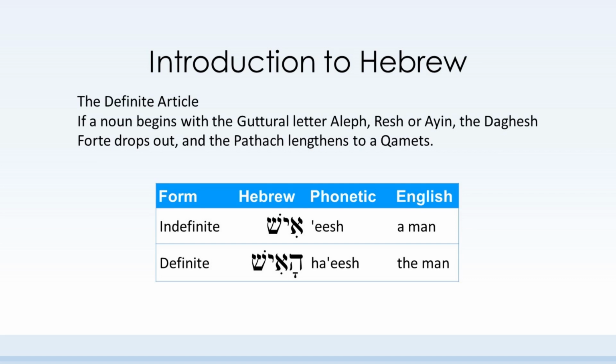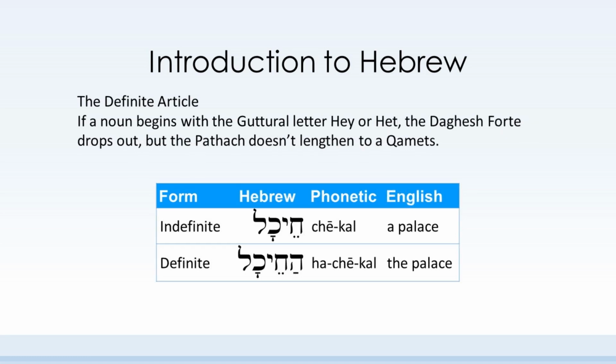If a noun begins with the guttural letter aleph, resh, or ayin, the dagesh forte drops out, and the pathach lengthens to a kametz. In the chart below, we have two Hebrew terms. The first is ish. It is indefinite, and it refers to a man. The second term is ha-ish. It is definite and refers to the man. Notice that the pathach has lengthened to a kametz under the initial he.